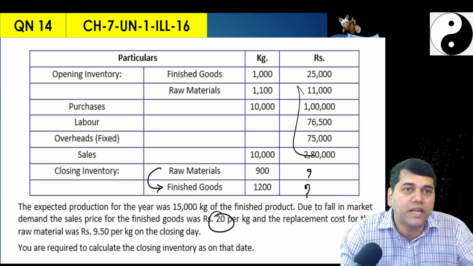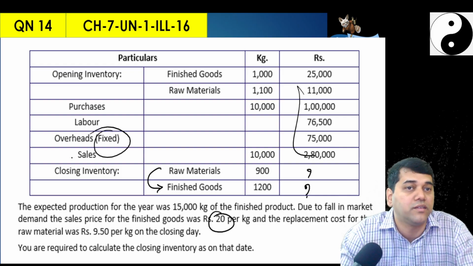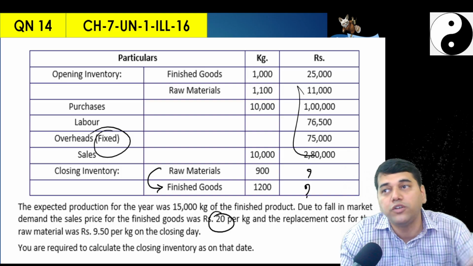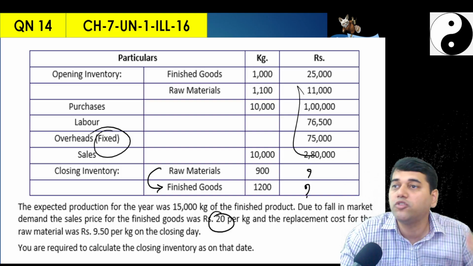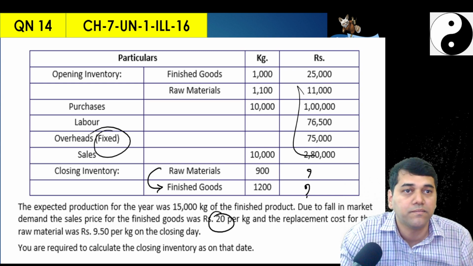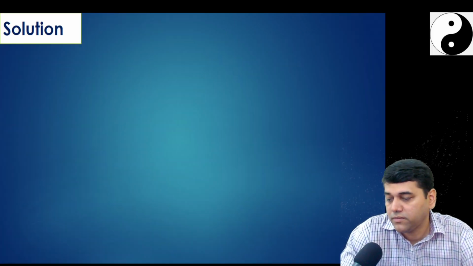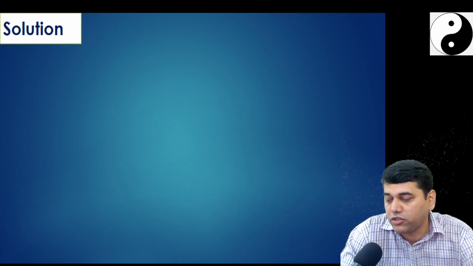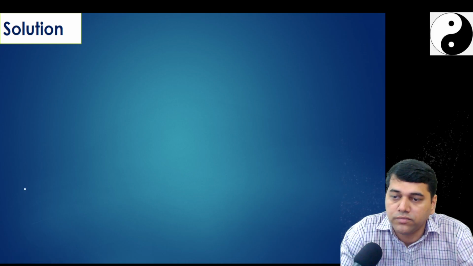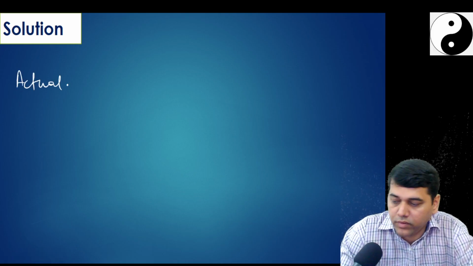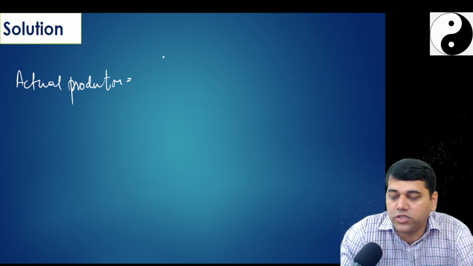So I need to see what is my cost of production. For cost of production, I have got fixed overheads here. How much of the fixed overheads will go into this, or will I charge everything to the inventory cost of production, or is something going to become my P&L? That's what you need to do. Okay, so write the solution. First we will calculate the actual production. Actual production is equal to how much?